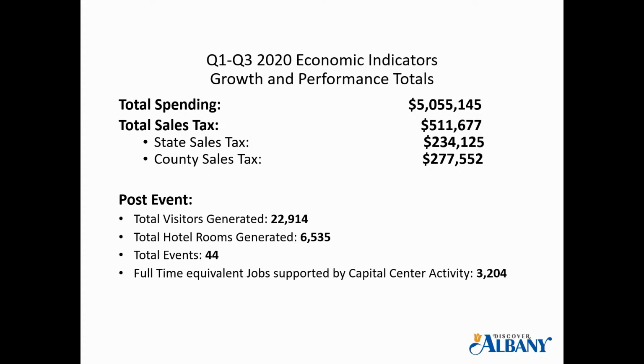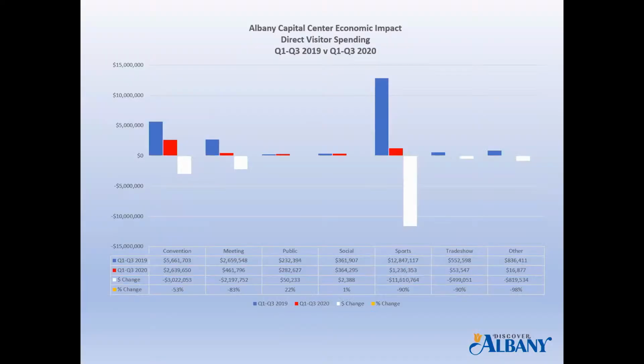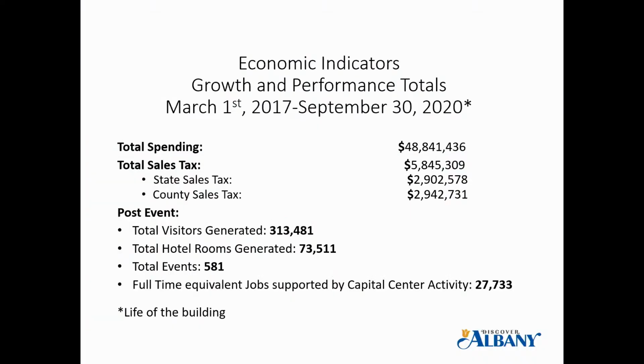For Q1 through Q3, year to date, total spending is just a hair over $5 million, generating almost $500,000 in sales tax, with 44 events for the year. Comparing this time last year to this time this year, again, catastrophic drops in all categories. And then we do the life of the building slide to give everybody a sense of where we are. This has not changed significantly from the first quarter, and even from the end of last year. So, any particular questions on that?